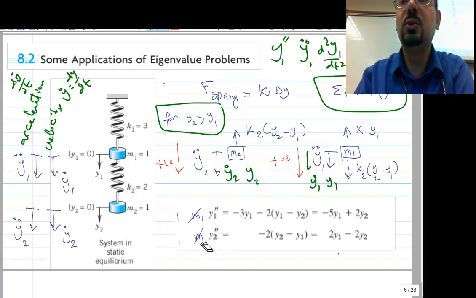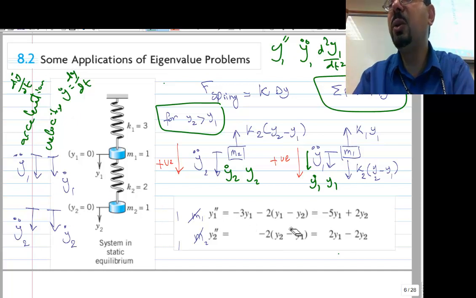And the same thing for the second mass. Mass times acceleration, m2 times its acceleration equal to the forces, and the forces are plus if they are pointing in that direction, minus if they are pointing up. So minus k2 (y2 minus y1) minus k2 y2.